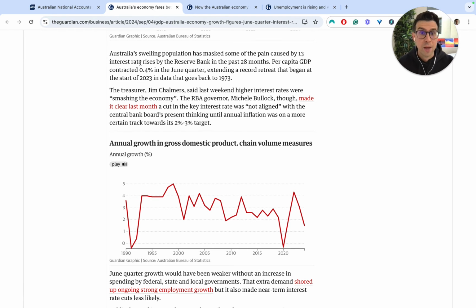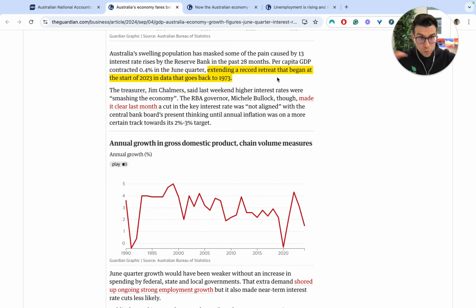GDP per capita. Now, I know I'd said we've obviously been talking about this in prior weeks. The Guardian has some really great data here that highlights that this has extended a record retreat that began at the start of 2023 and goes back to 1973. So in other words, our per capita GDP contraction is at some of the worst it's ever been since 1973.